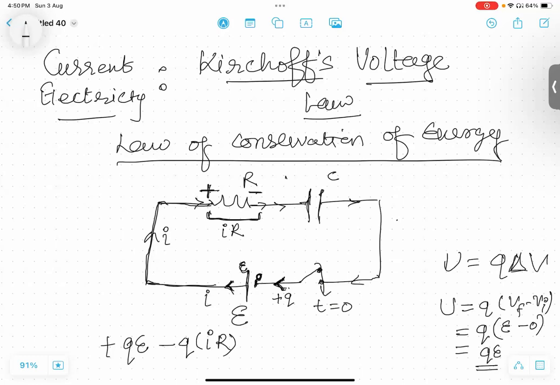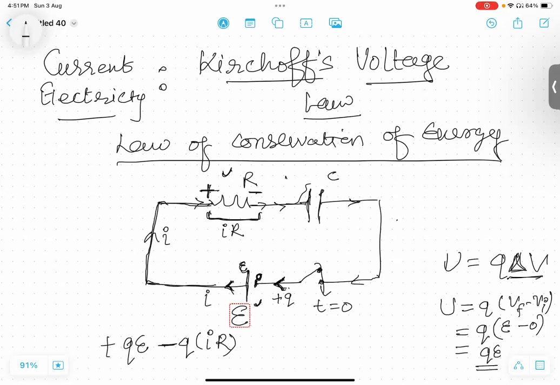The energy gained or energy lost depends on whether it is going from lower potential to higher potential, it will gain energy, or it is going from higher potential to lower potential, it will lose energy. So in case of resistor, it is losing energy, minus Q into IR.